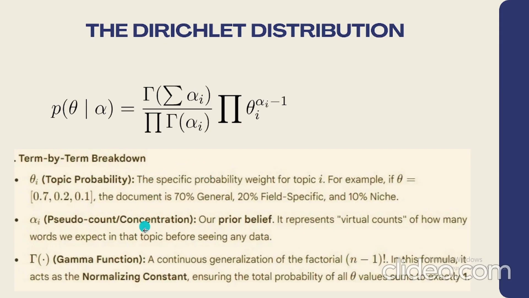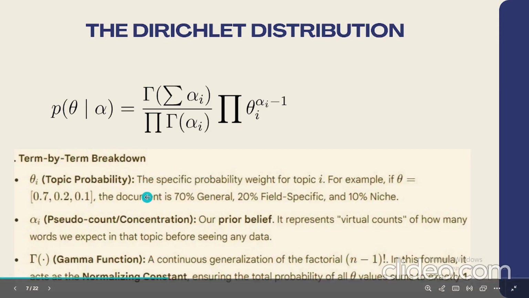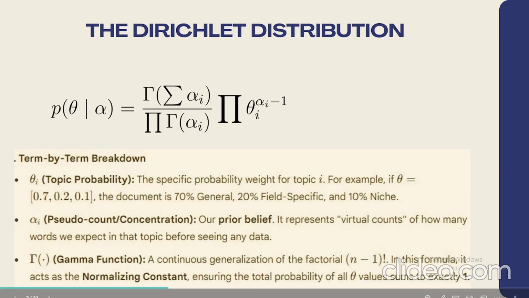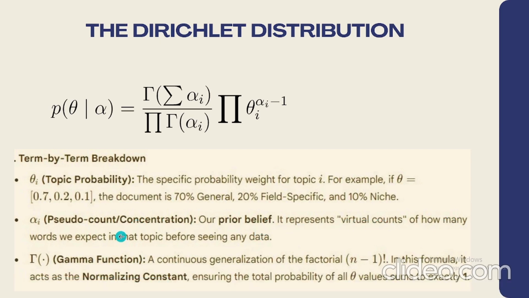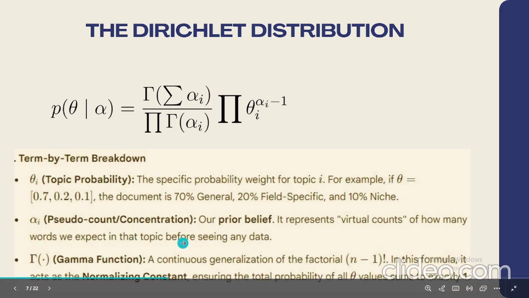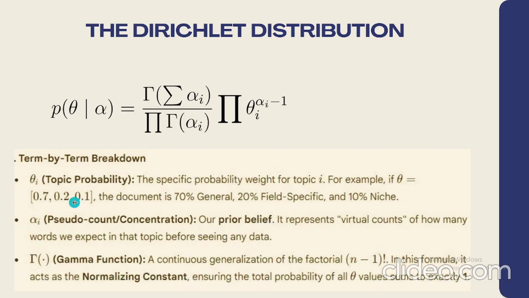This is as explained previously, about the terminologies that we have used. The gamma function that I mentioned is a normalizing constant which ensures that regardless of the complexity, our total probability always sums up to 1. Alpha is how many words we expect in that topic before seeing any data, so it's a prior belief that we use in our model. And then theta, as we discussed earlier, is the distribution of topics in that document.